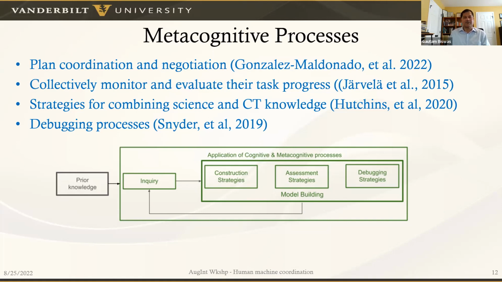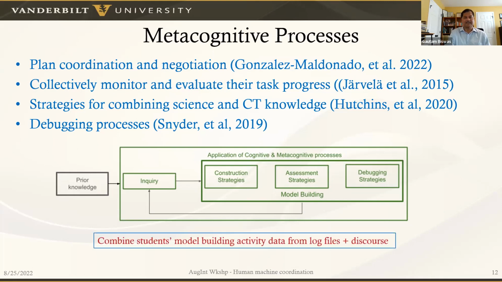As they're building a model, they don't always get it right away. So what kind of debugging processes do they use? How do they debug? Do they do it by trial and error, or are they using systematic processes? What information do they use on the screen to guide their debugging processes, for example?